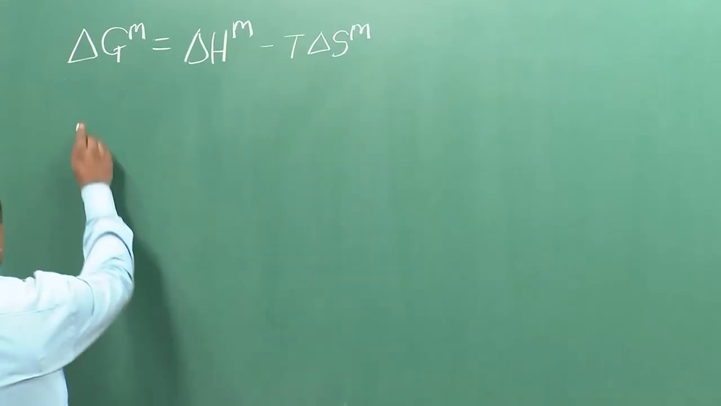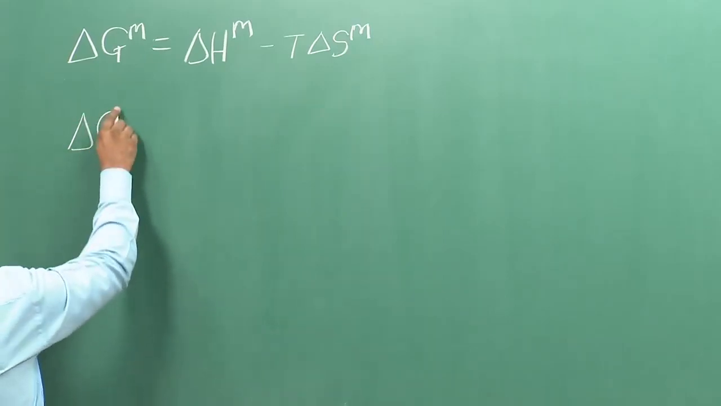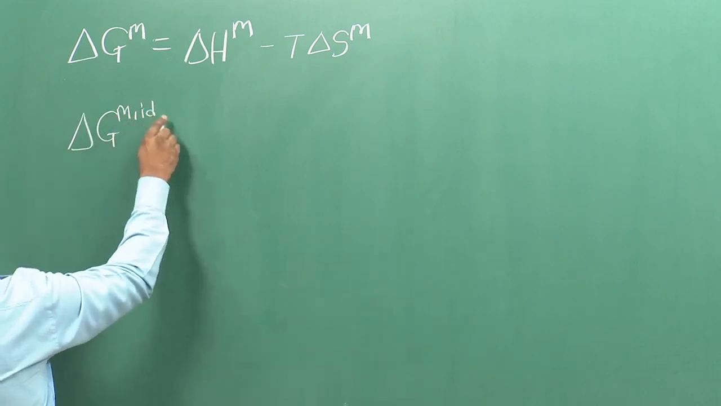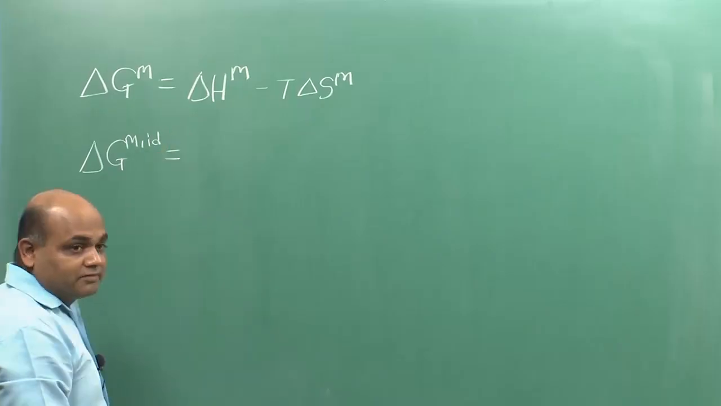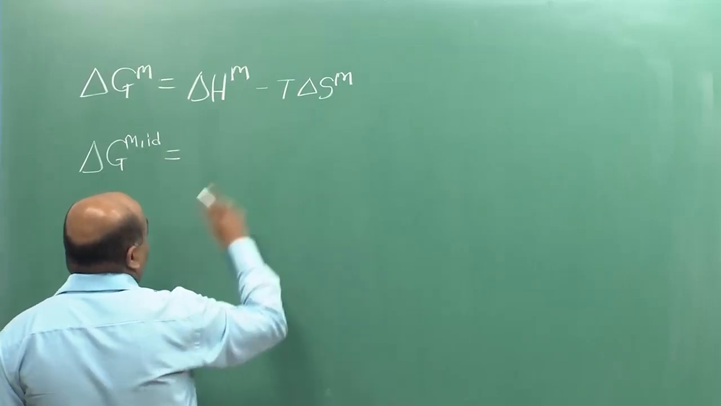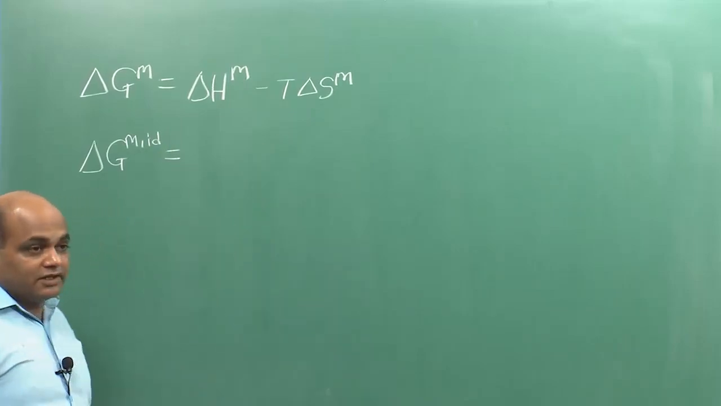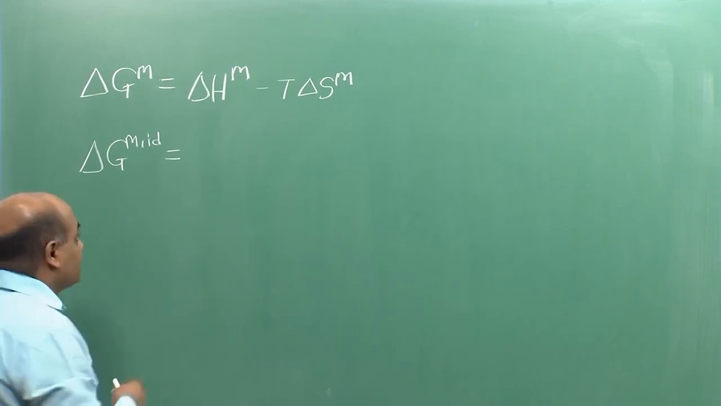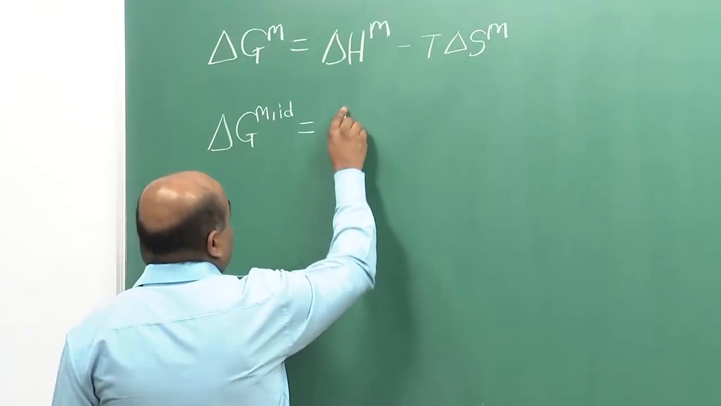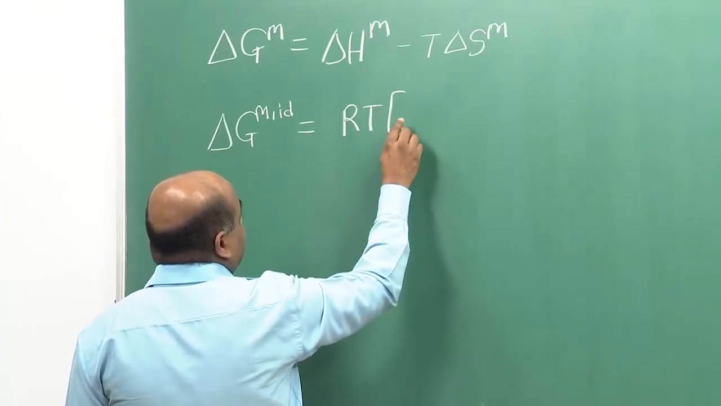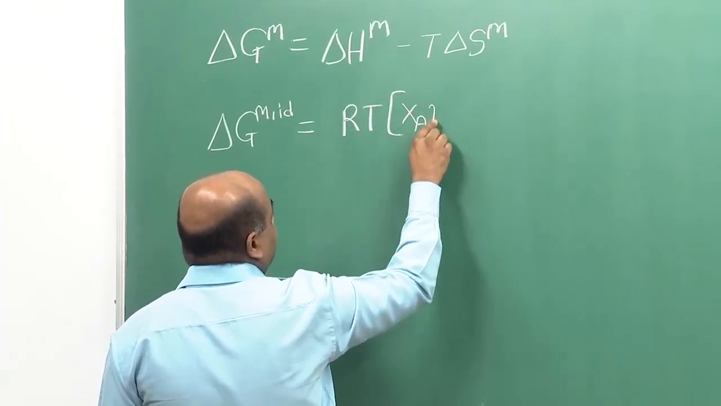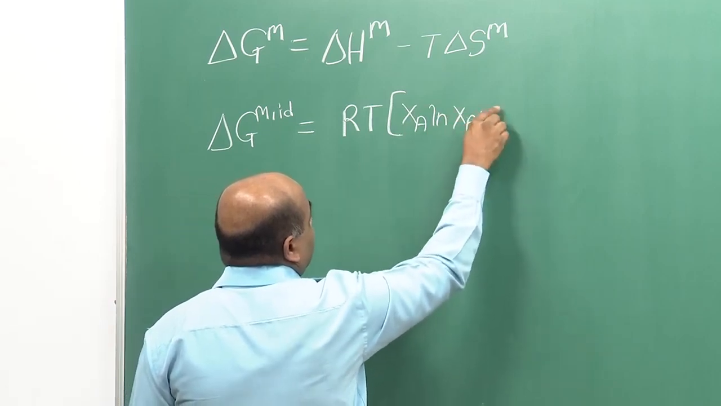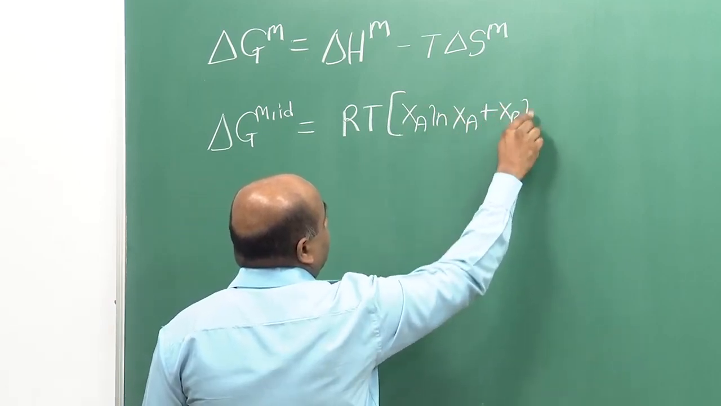For ideal solution, enthalpy of mixing is 0 and entropy of mixing, the entire contribution to it comes from the change in configurational entropy. So, delta G m is expressed as R T (x A ln x A plus x B ln x B).